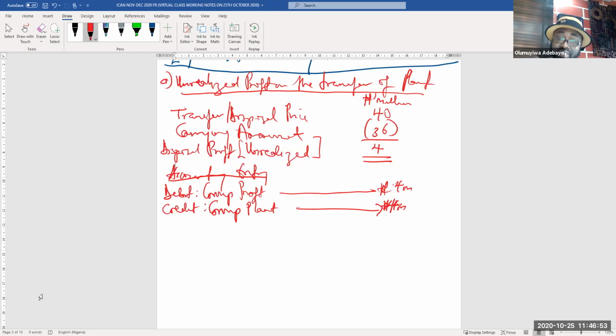But what's supposed to be charged is 3.6. It then means that he has more or less overcharged by 400,000 per year, which is 0.4 million naira. And that would have suppressed and understated the profit of the subsidiary. Therefore, what you have to do is to go back and restate the profit of the subsidiary, and likewise go and adjust it against the overstated position of the plant of the subsidiary. What it simply means is that the second adjustment will be depreciation adjustment.